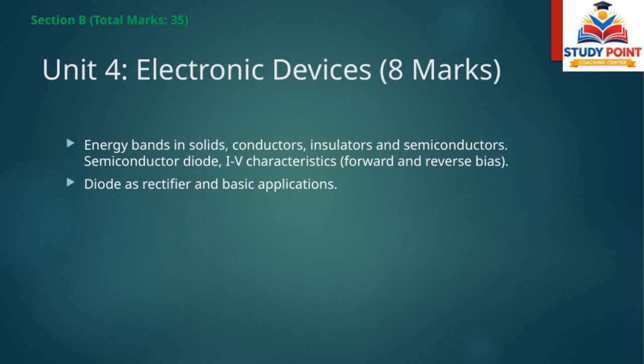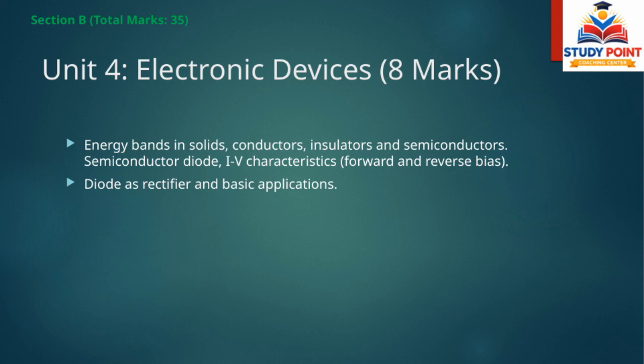Conductors have overlapping energy bands allowing free movement of electrons, while insulators have a wide band gap, making electron flow difficult. Semiconductors sit somewhere in between, with a smaller band gap that can be manipulated for various applications.